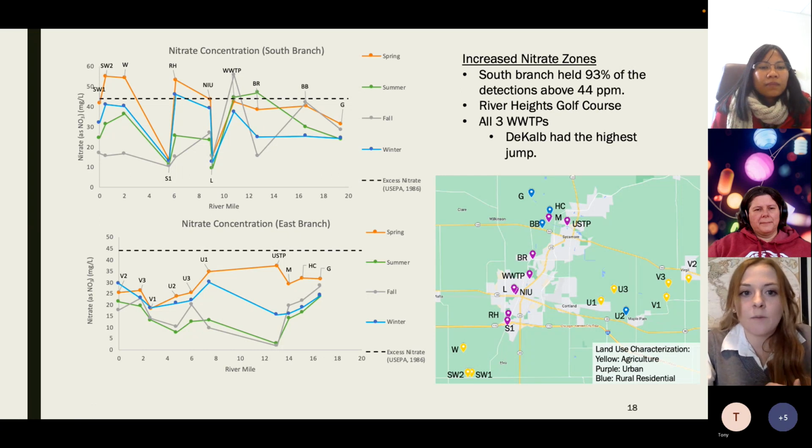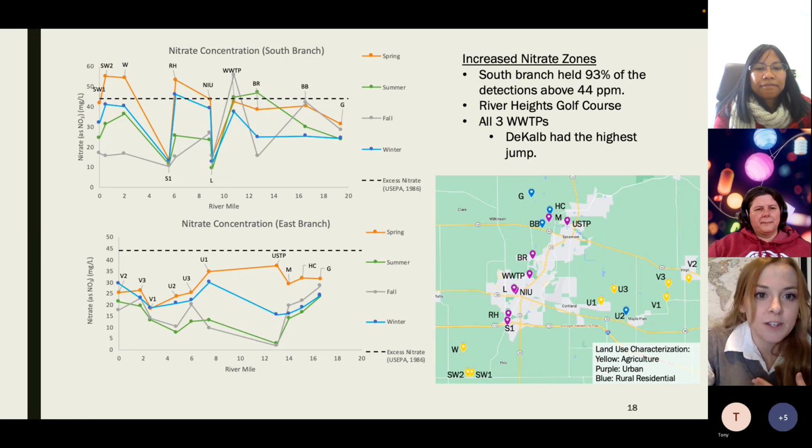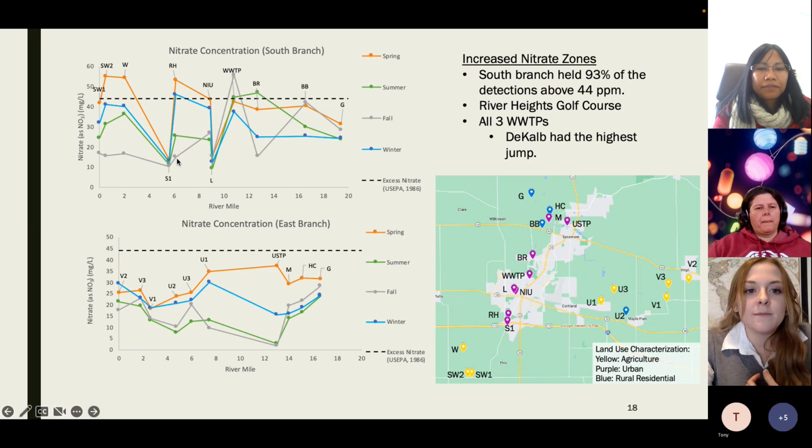And while we're on the topic of wastewater treatment plants, there were 3 within our study region. We had the DeKalb wastewater treatment plant over here. We had the wastewater lagoon at U2. And just downstream of the Sycamore wastewater treatment plant, we would measure at M. The upstream was just north of Sycamore city limits. But at each of the wastewater treatment plants, we did see an increase in nitrates.